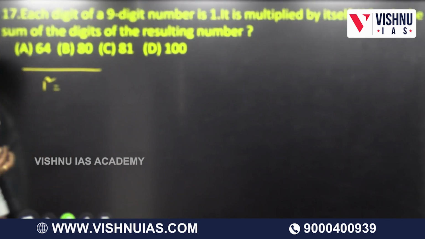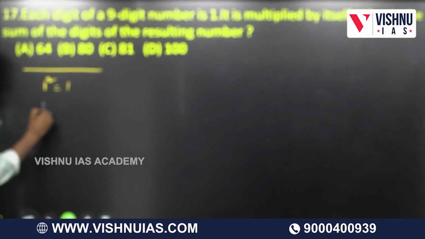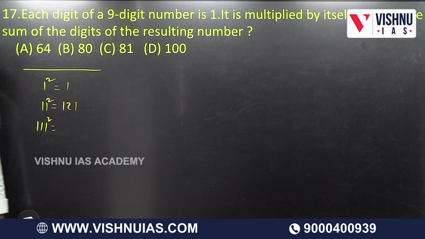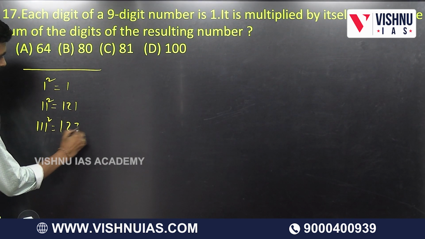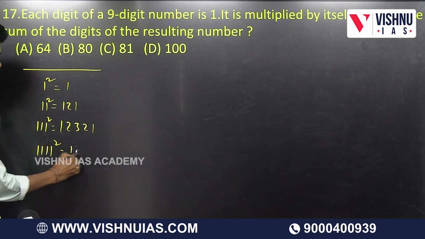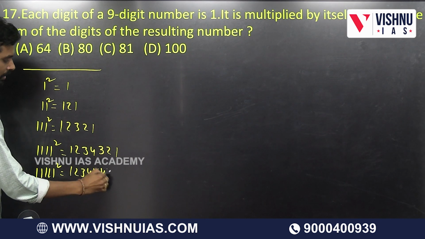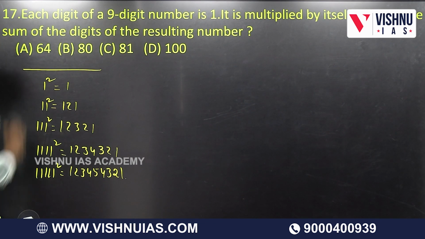So what is 1 square value? 1. 11 square value? 121. 111 square? 1 2 3 2 1. Yes, good. 1111 square? 1 2 3 4 3 2 1. 11111 square? 1 2 3 4 5 4 3 2 1. Okay, and this is again important.